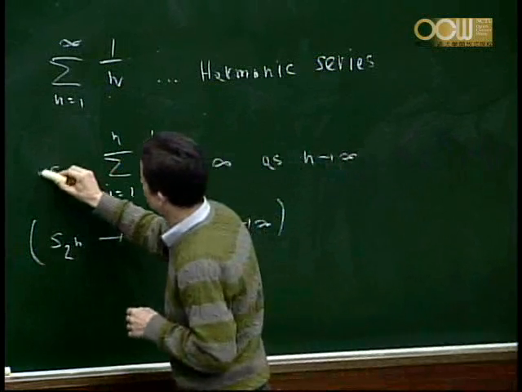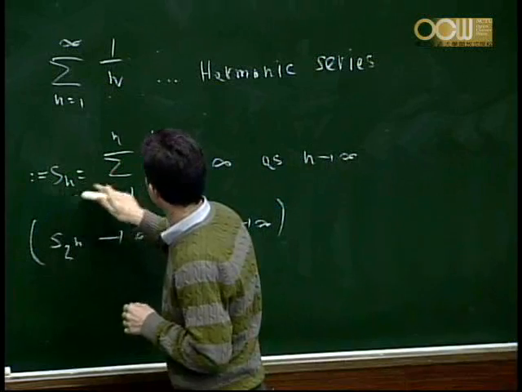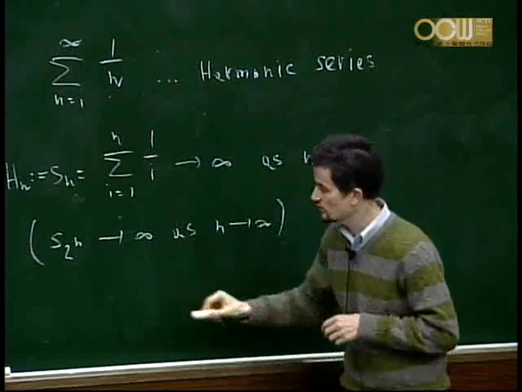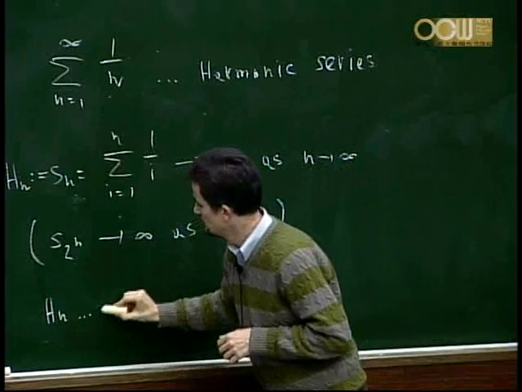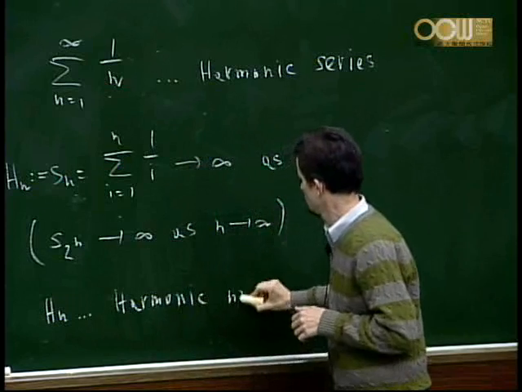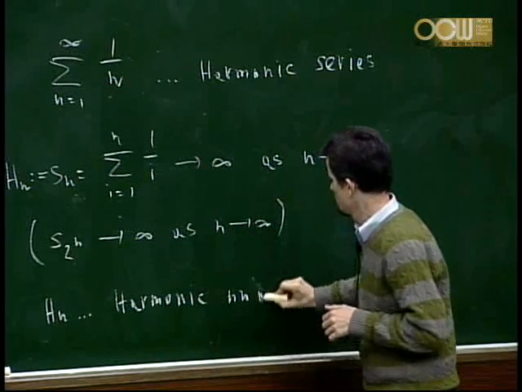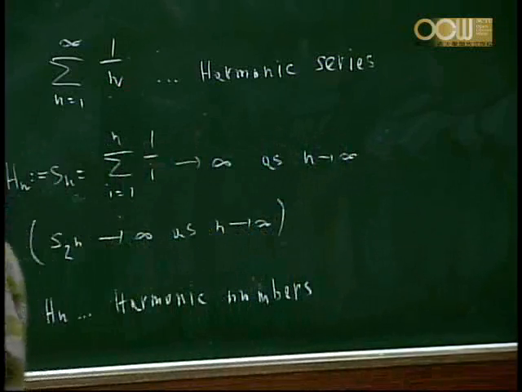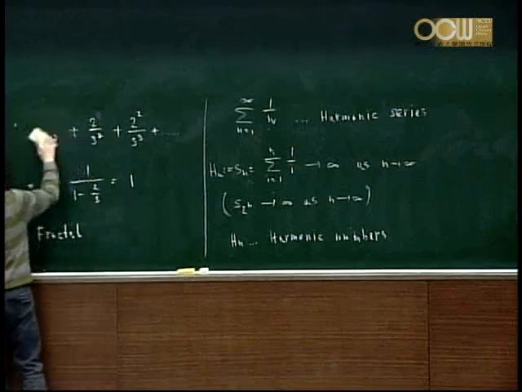Normally in mathematics you find very often that the sum of the first n terms is denoted by Hn, and Hn is what we call harmonic numbers. As n gets larger and larger, harmonic numbers will get larger and larger.